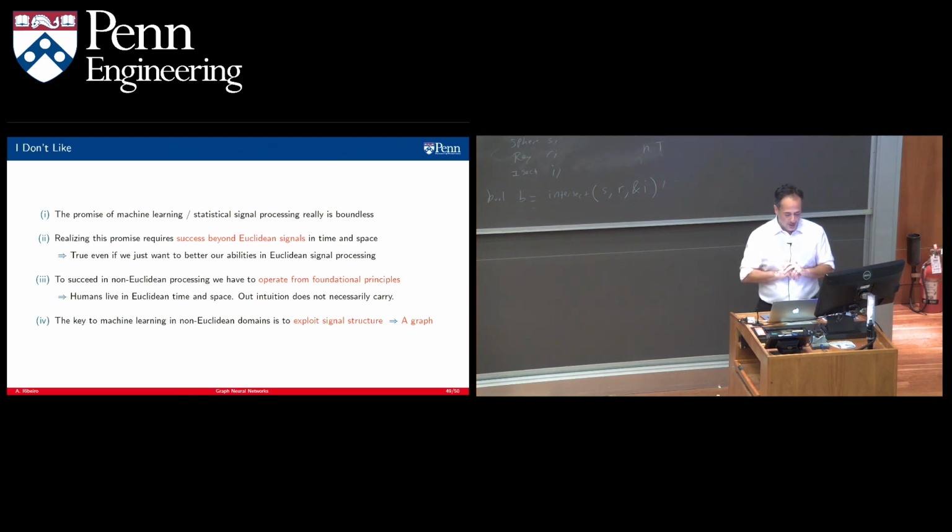But I do believe a couple other things, okay? The second one is that if we want to realize that promise, we need to succeed beyond Euclidean signals. And this is true even if you just want to become better at processing Euclidean signals, okay? By understanding graph signals better, for example, you will learn something about your Euclidean signals. The third one is that if you want to succeed in non-Euclidean processing, you cannot just rely on your intuition. And I think I tried to give you a flavor of that in this talk.